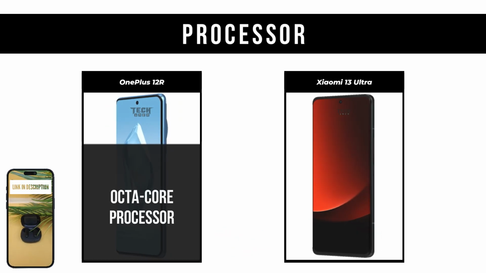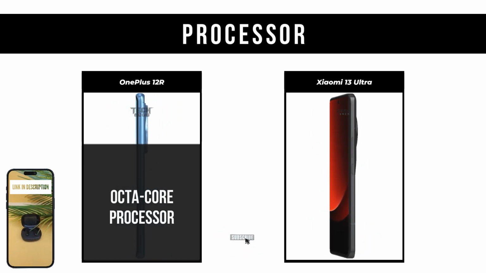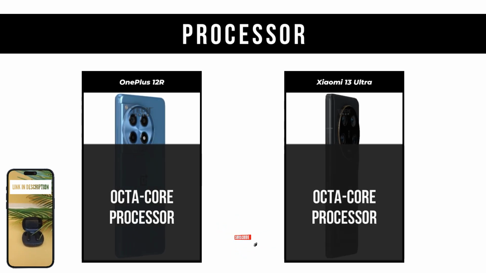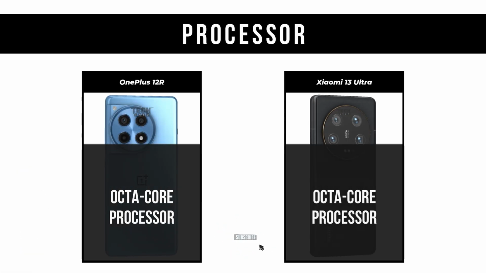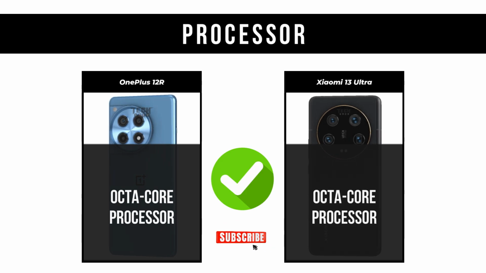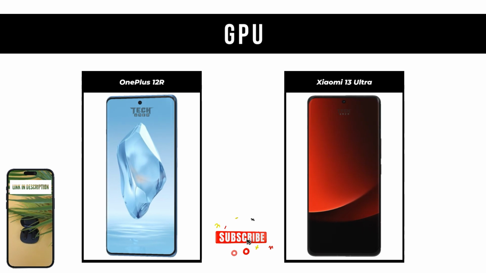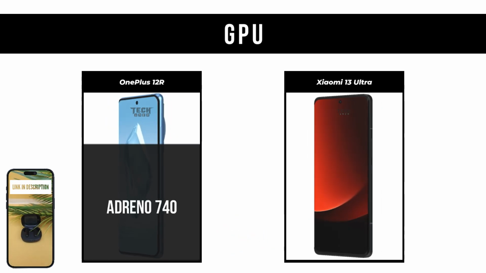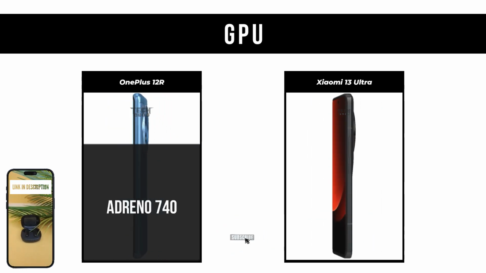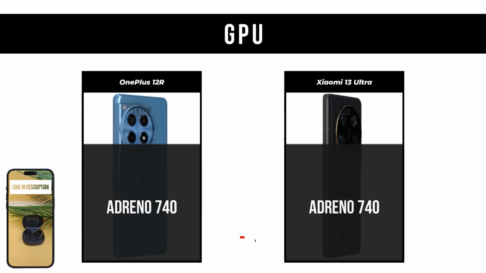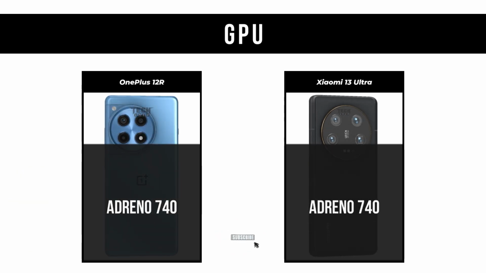Processor. OnePlus 12R is octa-core processor. Xiaomi 13 Ultra is octa-core processor. GPU. OnePlus 12R is Adreno 740. Xiaomi 13 Ultra is Adreno 740.